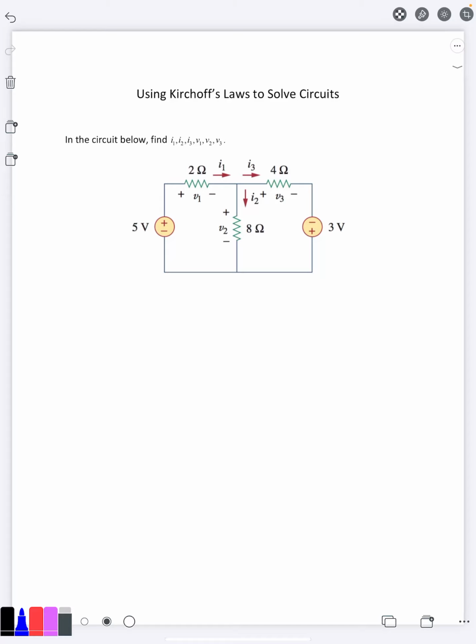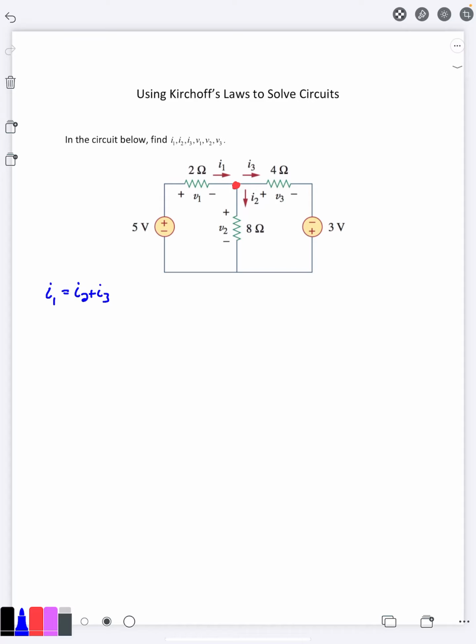So since there's 6 things they're asking us for, I1, I2, I3, V1, V2, V3, the only way to solve for 6 variables is going to have 6 equations. So we're going to see what we can come up with. Well, one thing that I can do quickly here, if we look at this node, I can go ahead and do Kirchhoff's current law. The current coming in is I1, the current leaving is I2 and I3, so there's one of my 6 equations that I can use.